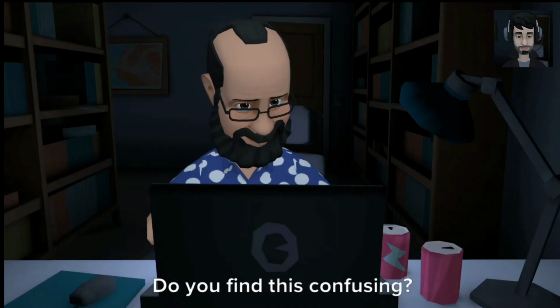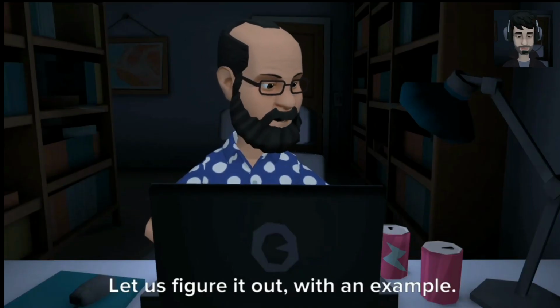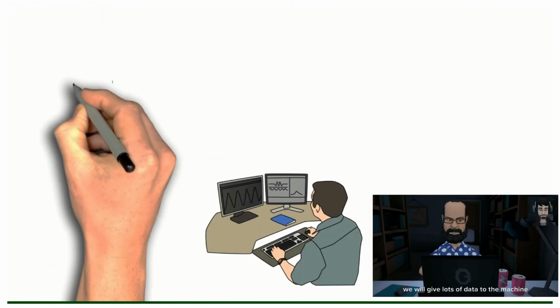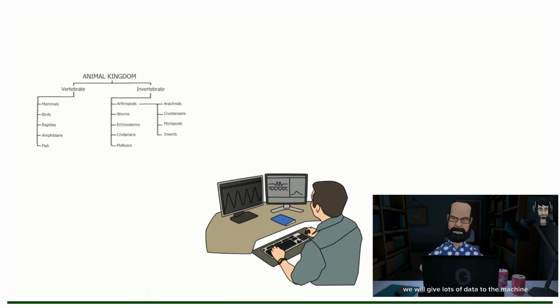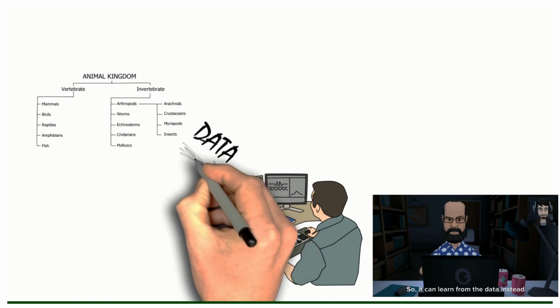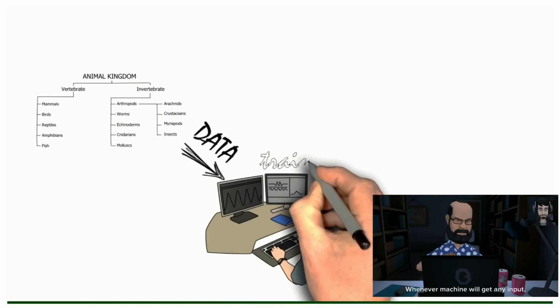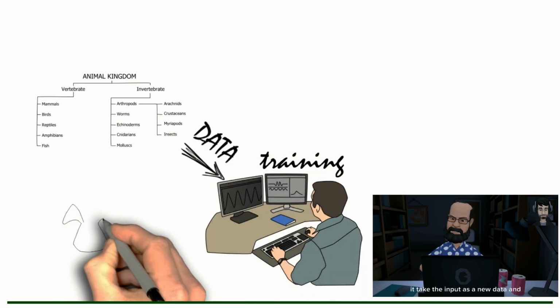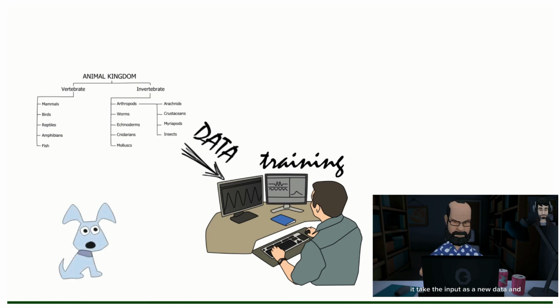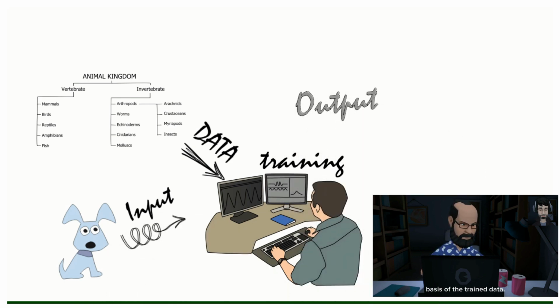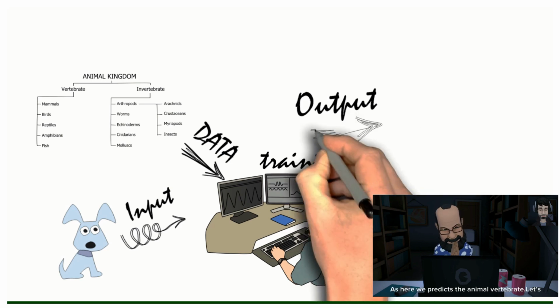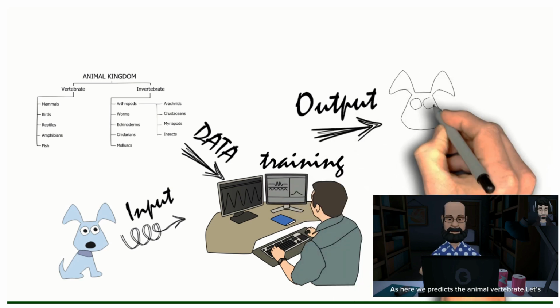Do you find this confusing? No problem. Let us figure it out with an example. Machine learning is a concept where we give lots of data to the machine and train it so it can learn from the data instead of being hard-coded. Whenever the machine gets any input, it takes the input as new data and retrains the model. After training, it will predict the output on the basis of the trained data. As here, we predict the animal vertebrate.